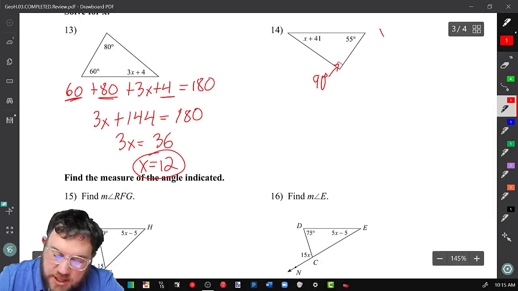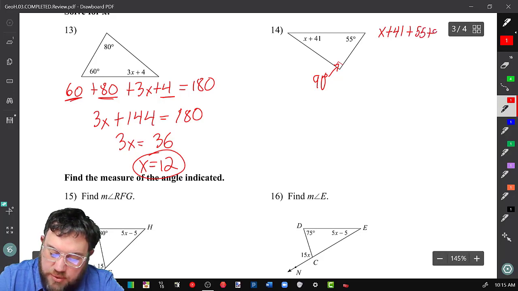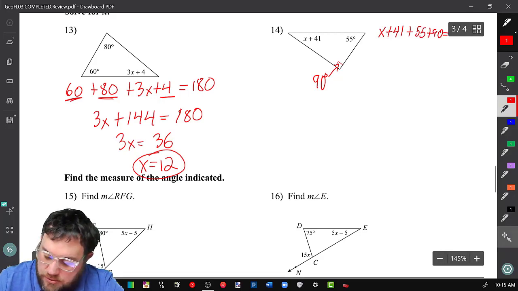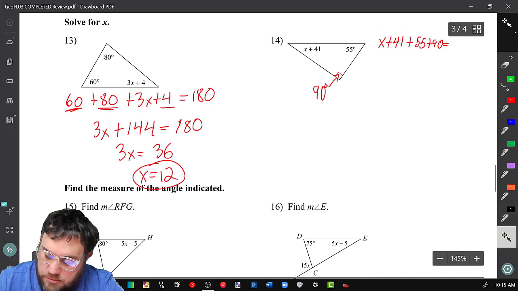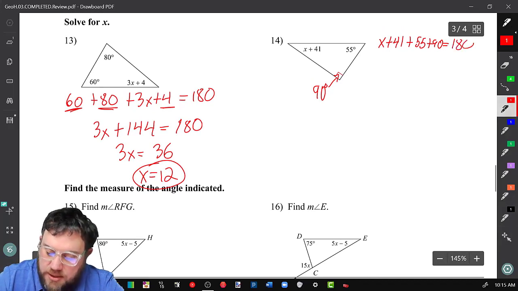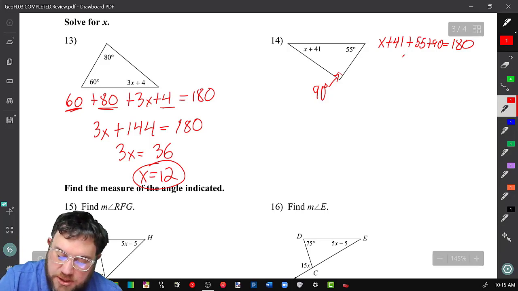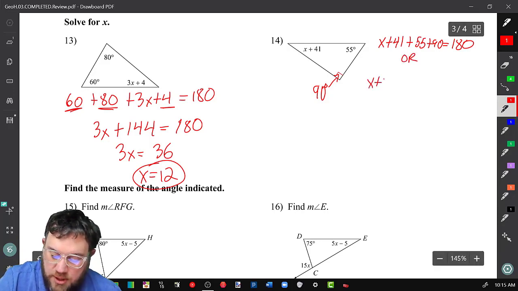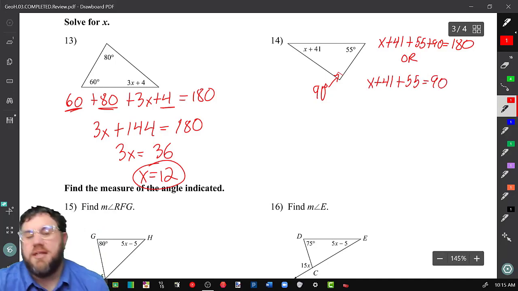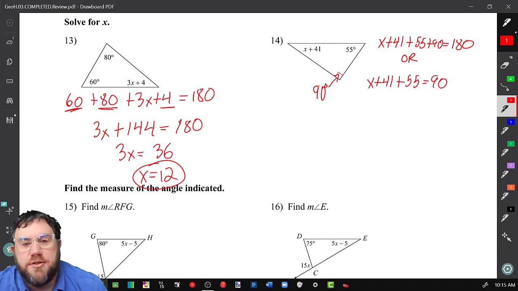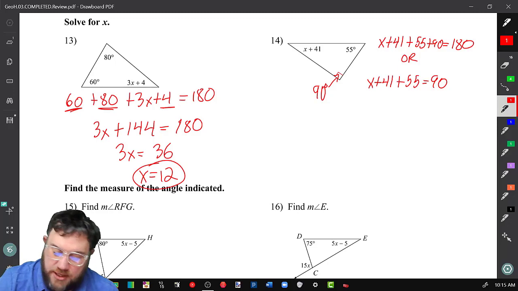So we could say x plus 41 plus 55 plus 90 equals 180. So that's adding all three up. That's how we did number 13. Or we could just say x plus 41 plus 55 equals 90. Either way, you're going to get the same answer for x.